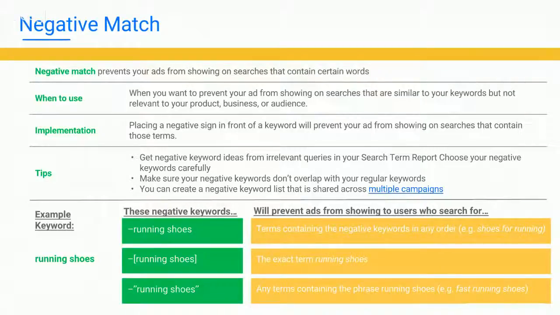I think one really cool thing is that you can add in negative keywords at the ad group level. So say you don't want one of your ads to be showing for a specific type of product, you can add that product name as a negative keyword into that ad group, and that's going to make sure that those ads don't show for that term. So these are super crucial.